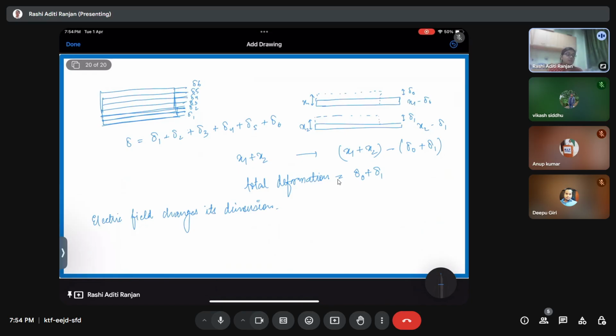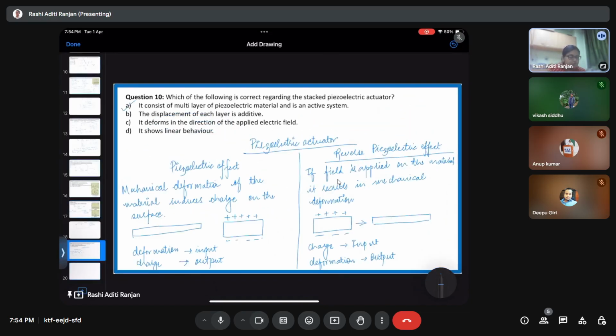What is also happening is that if I'm taking a piece of electric material and I'm stretching or compressing it, it is going to develop an electric field on the upper and lower surfaces, right? Now, because of the appearance of the electric field, what is going to happen? The appearance of the electric field is going to cause a change in the system behavior, definitely. So it is an active system. So the first option is correct.